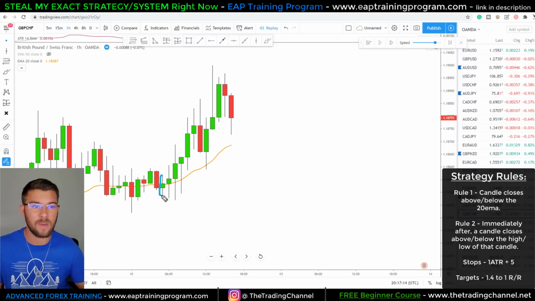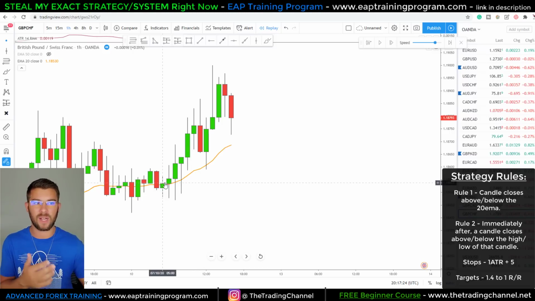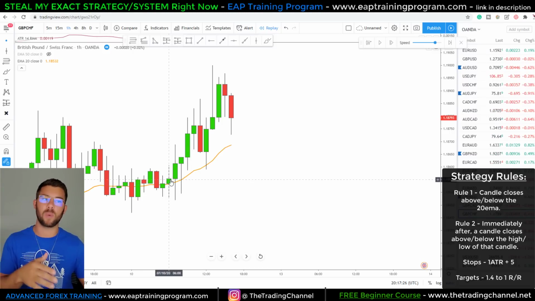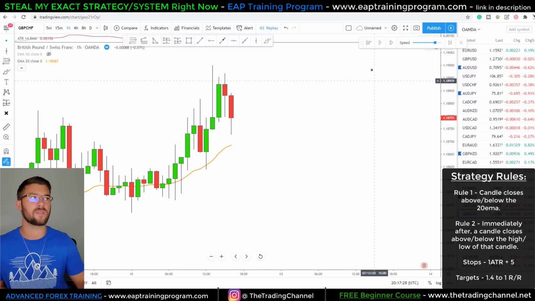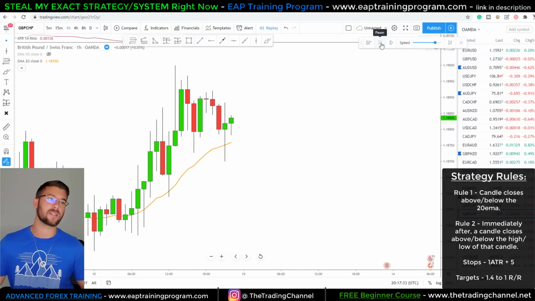Here is the next time we cross back above the 20 EMA. I need immediately following that a close above candle. If I don't get that, then I can't trade the next candle like this one. That wouldn't be an entry. It needs to be immediately following the first candle that closed above the 20 EMA on a bullish version of this strategy. We'll push the market forward, see if we get some more trades.